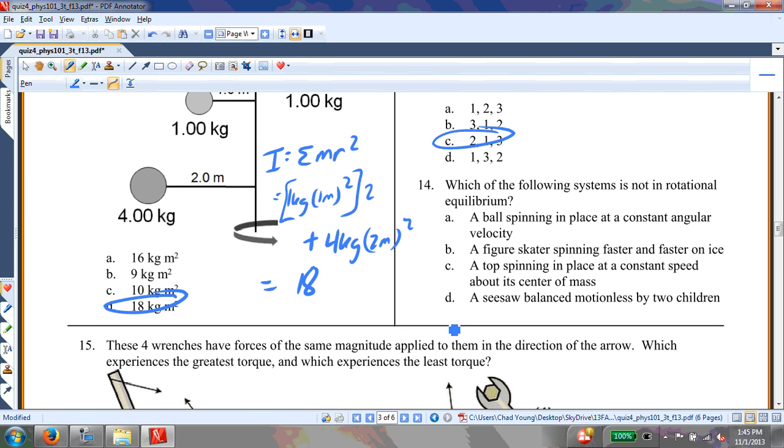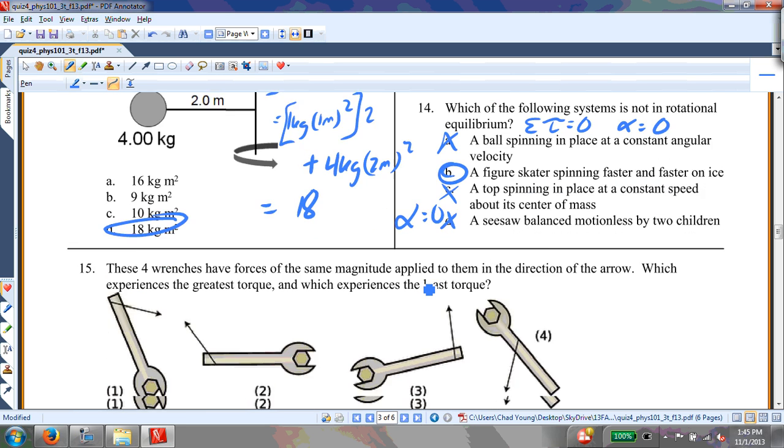Which of the following systems is not in rotational equilibrium? To be in rotational equilibrium means the sum of the torques equals 0. That would mean alpha would equal 0. A ball spinning in place at a constant angular velocity is in rotational equilibrium, so it's not that one. This one, she is spinning faster and faster, so alpha is greater than 0, so that's our answer. Both of these have alpha equal to 0, so they are in rotational equilibrium. So the answer for number 14 is B.